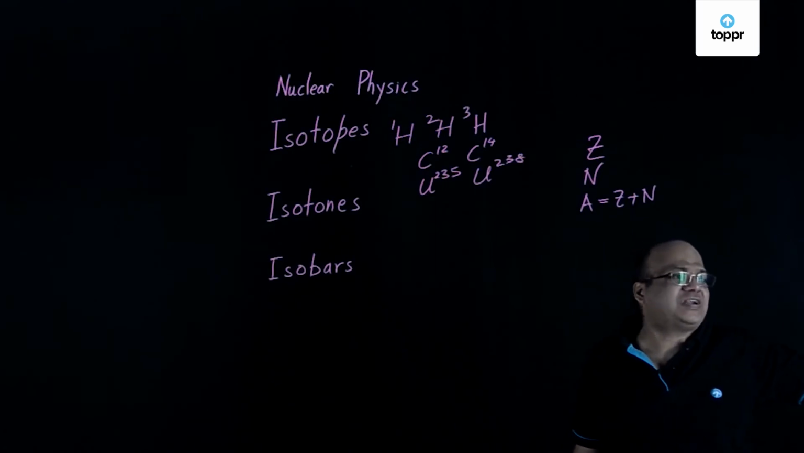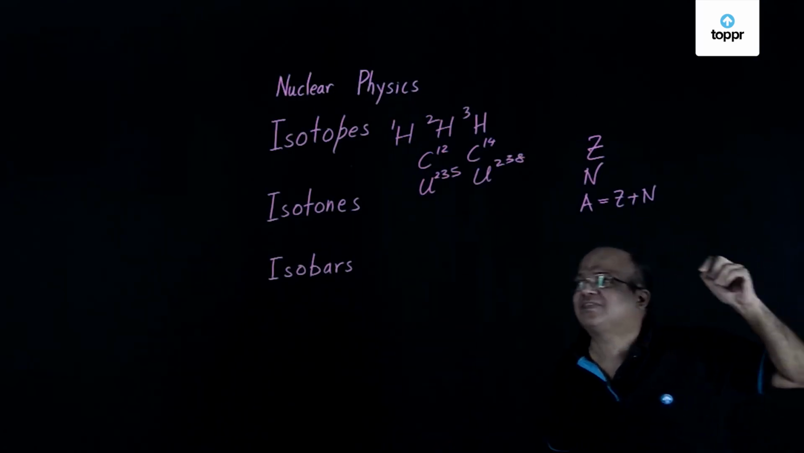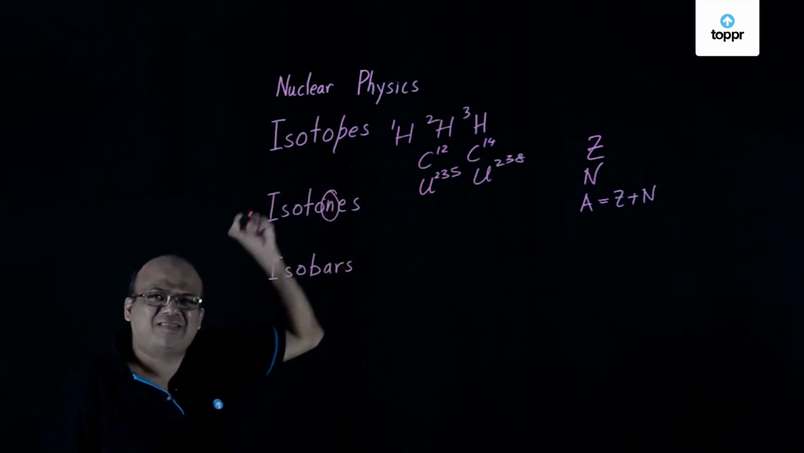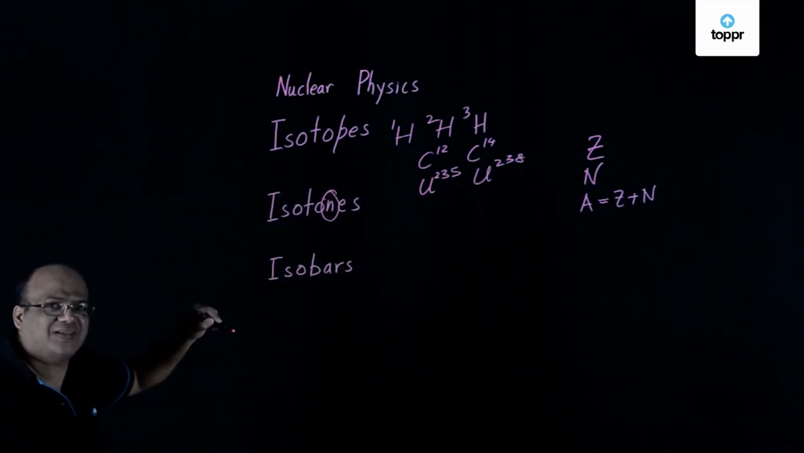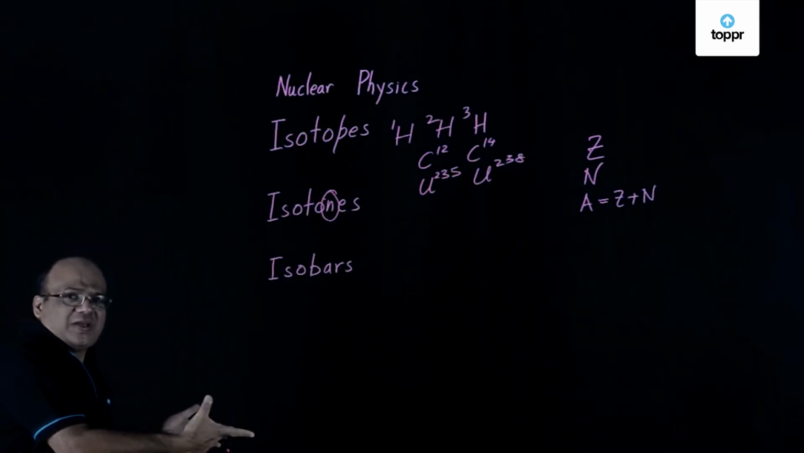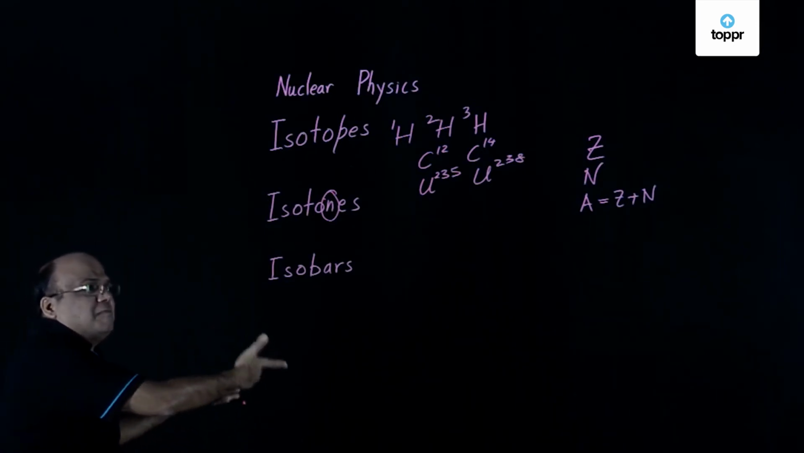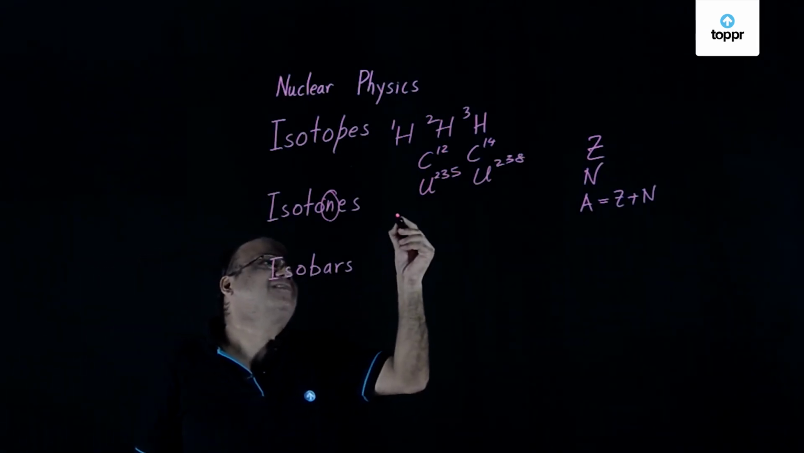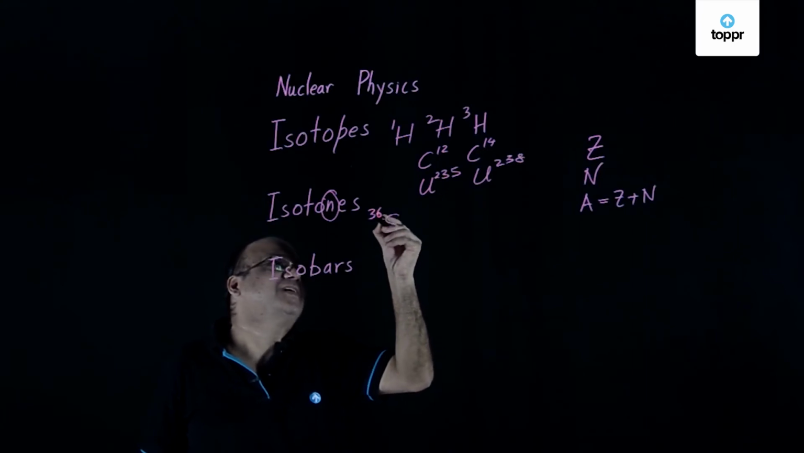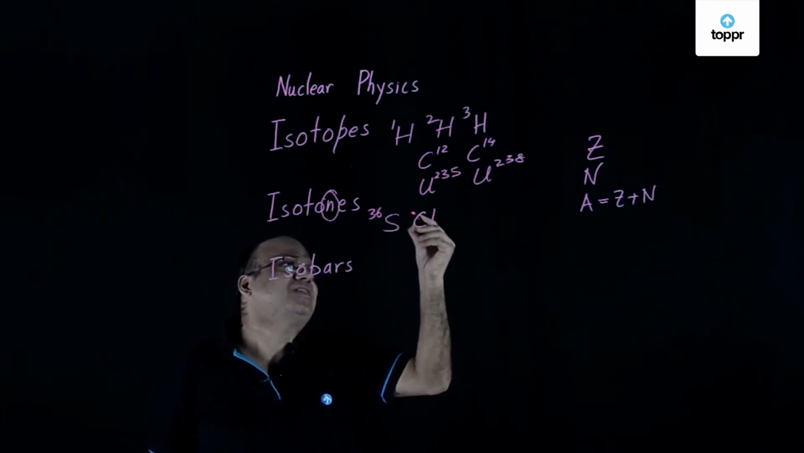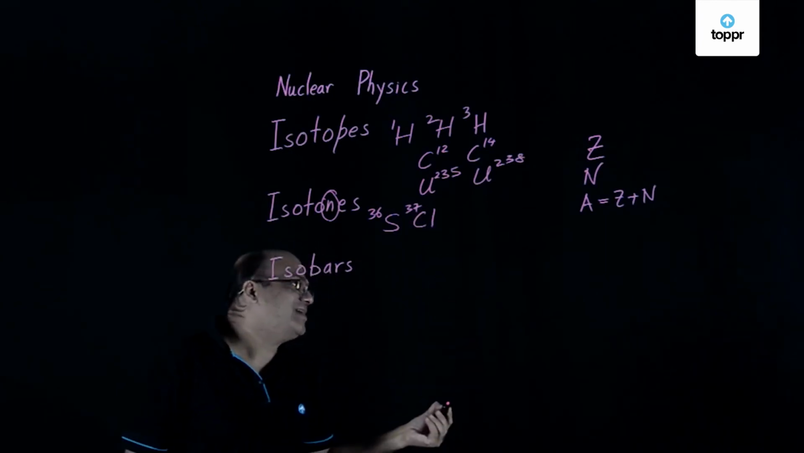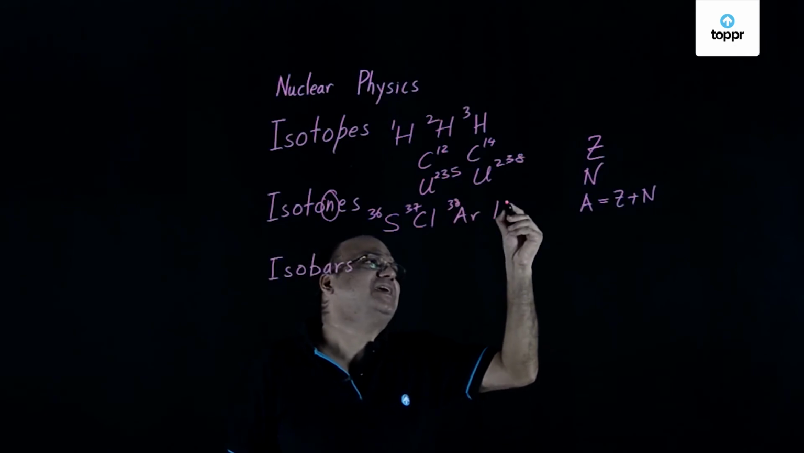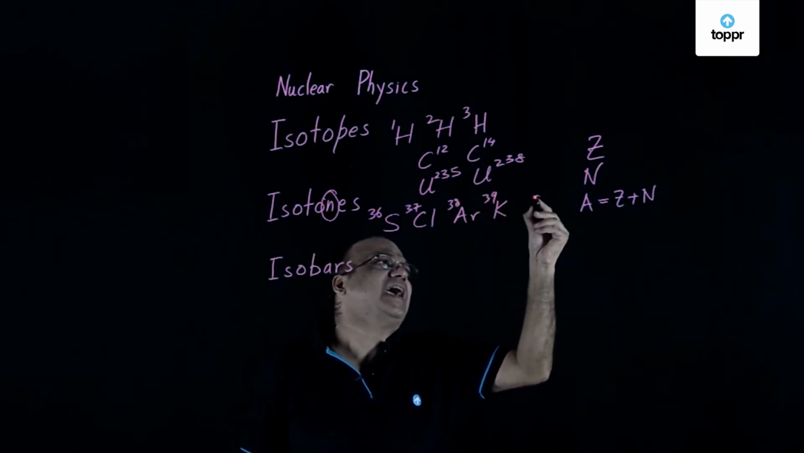Isotones have the same number of neutrons. This N should remind you of neutrons, right? Same number of neutrons, but they have different atomic numbers and different mass numbers, right? The best example of this is sulfur-36, chlorine-37, argon-38, potassium-39, and calcium-40.